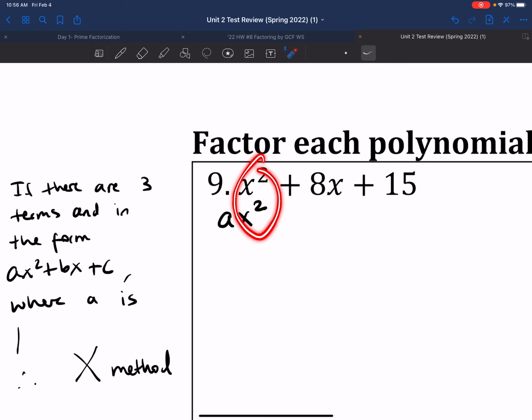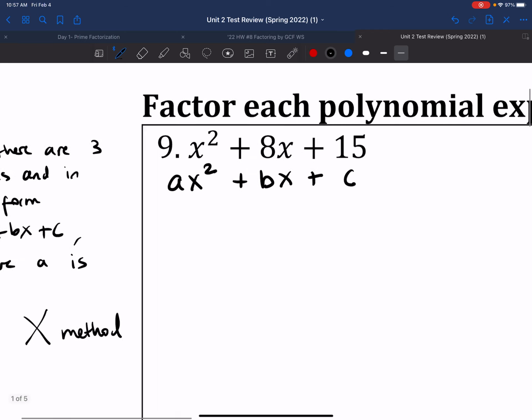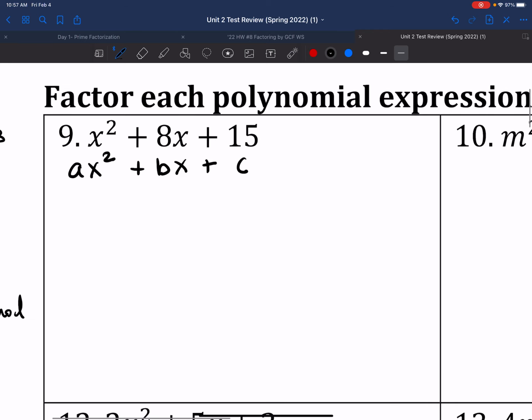There's an x squared and their coefficient is like 1 here. And that's just going to be plus bx, right? This is our b, plus c. C is our constant, so that's exactly what we have there. We can go ahead and use the x method. So I draw an x, and then up top is going to be A times C, and then B for the bottom.